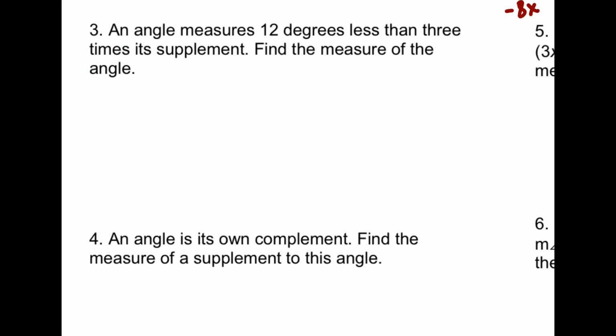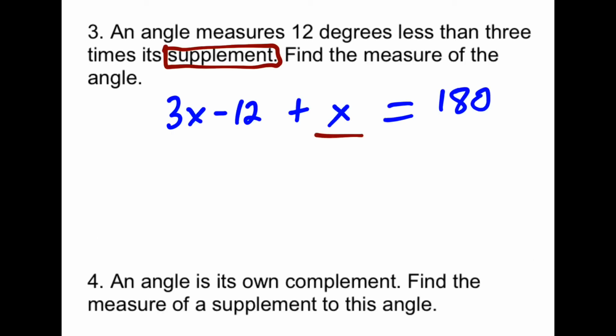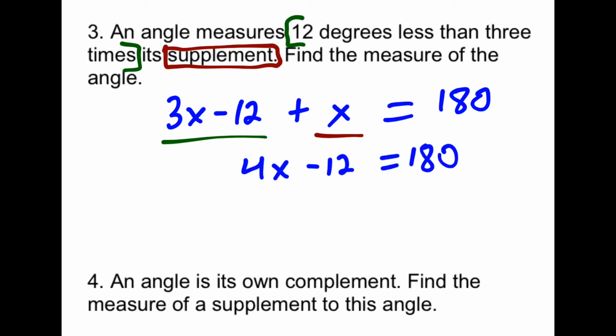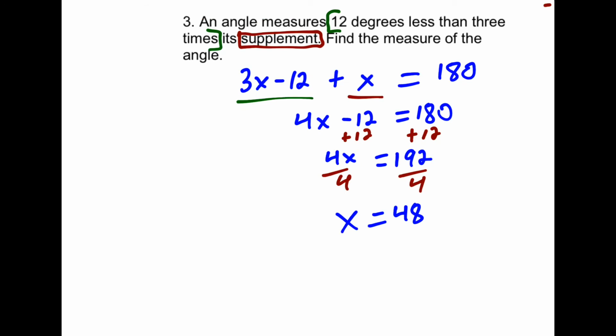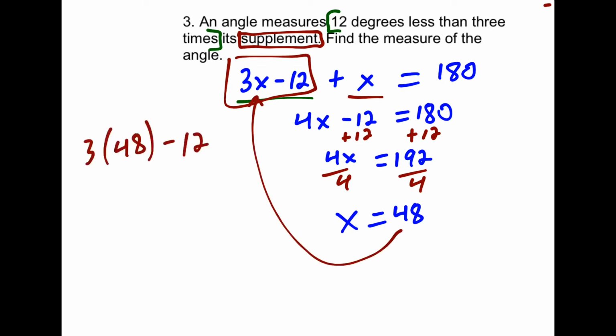Sometimes we might have to turn a phrase into an expression. 12 degrees less than 3 times its supplement. Here, if I consider the supplement as x degrees, 12 less than 3 times its supplement can be expressed as 3x minus 12. Combine like terms, add 12 to both sides, x equals 48. They want to know this angle over here, so I can plug in 48 for x. 3 times 48 minus 12. My final answer is 132 degrees.